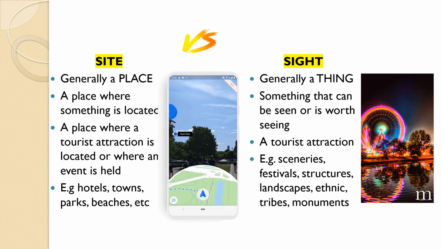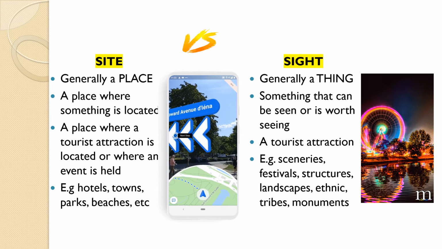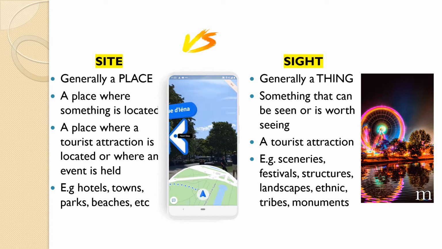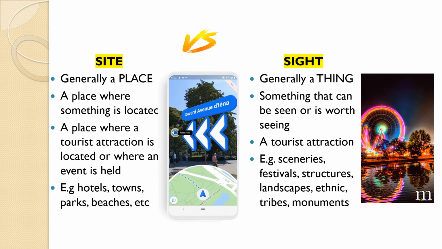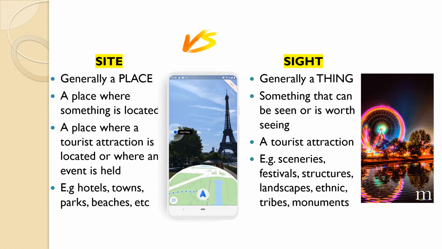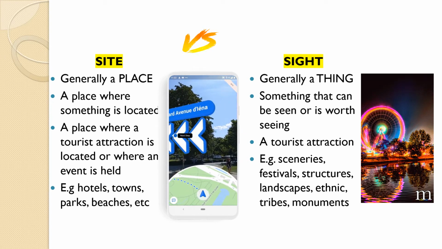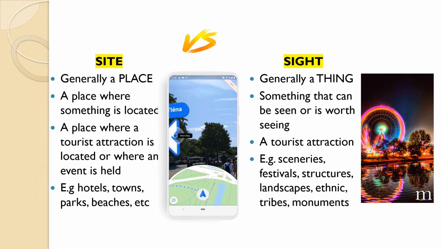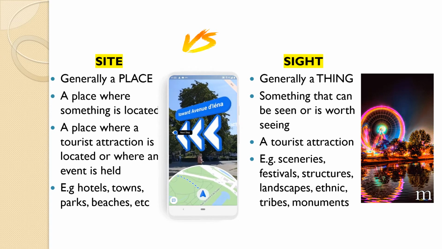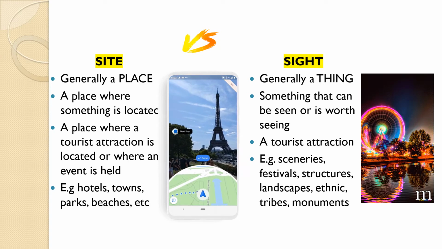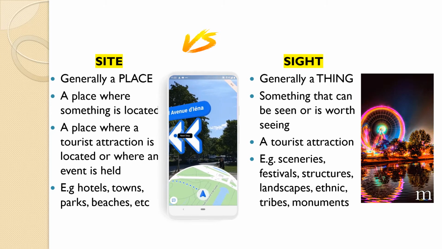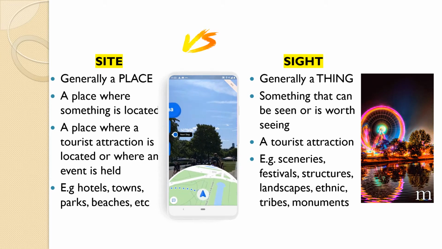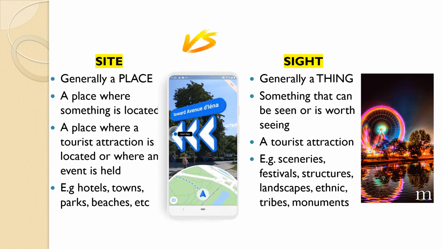To differentiate further the site and sight: for the site, it is generally a place. It is a place where something is located, a place where a tourist attraction is located, or where an event is held. Just for example, hotels, towns, parks, or beaches. But for the sight, it is generally a thing. It is something that can be seen or is worth seeing. It is a tourist attraction, such as festivals, structures, a landscape, the tribes, and even monuments.